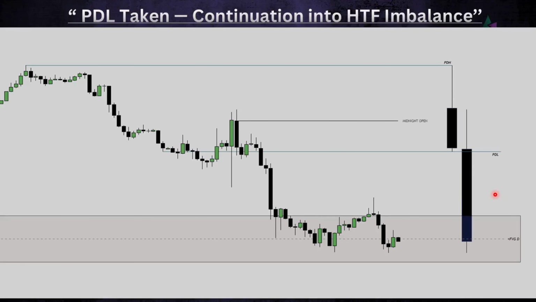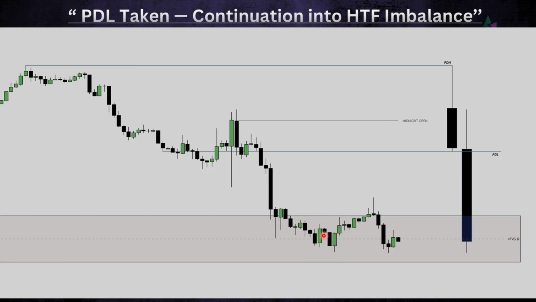Okay, so in this chart example, we have previous day low taken, continuation into higher time frame imbalance. So in the previous chart, price took the prior day high and continued higher into an old high. Now in this one, the opposite. Price moves lower and takes the prior day low. After that, price has to reverse. It keeps moving lower and continues into a high time frame imbalance below.